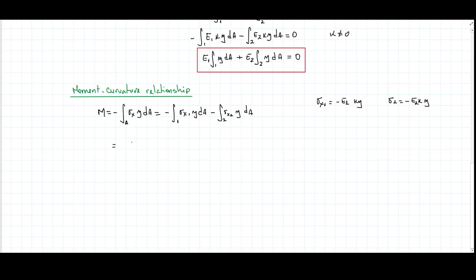Let me write it again. If I assume that k, the curvature, is constant, and E1 and E2 are constant, then I could take them out, taking into account the minus sign there. This is going to be equal to k E1 times the integral of y squared dA, plus k E2 times the integral, considering only the second material, of y squared dA. Now we all know what this is: the second moment of area, also known as the moment of inertia. Then we could write this equation as M equals the curvature k, common for both, times E1 I1 plus E2 I2.